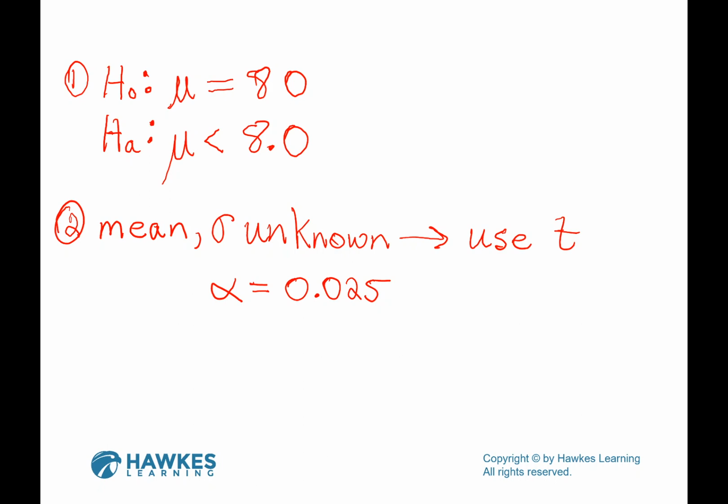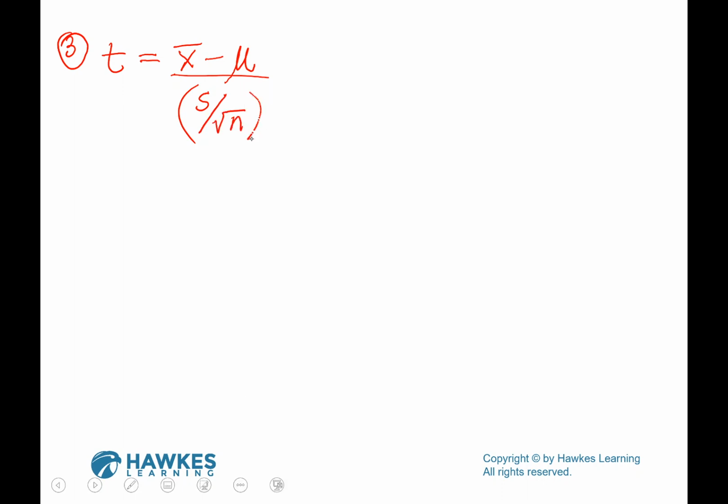Okay, step 3 is where we get something a little new. We have a new formula, slightly. We say we're going to use t. Our formula is x bar minus mu over, this time we have S, or sample standard deviation, divided by the square root of n. And mathematically, that's just going to look the same. But it's important we know what kind of numbers we're working with. We're going to get a t.